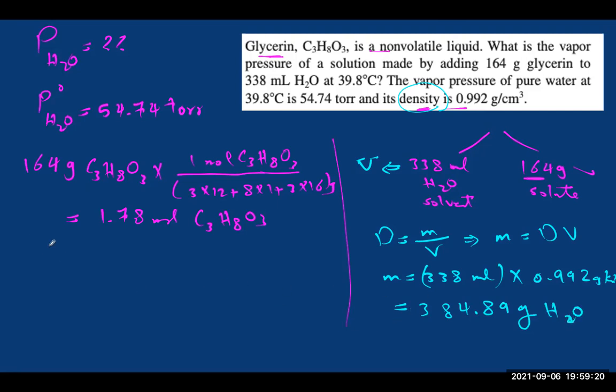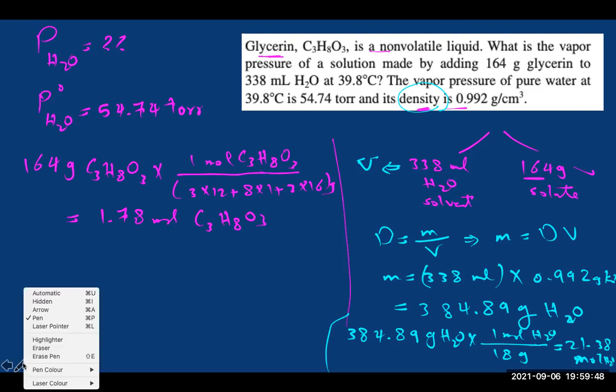Now I will convert this mass into moles. The number of moles of H2O will be 384.89 grams of H2O times 1 mole of H2O over the molar mass, which is 18 grams of H2O. So the number of moles will be equal to 21.38 moles of H2O.